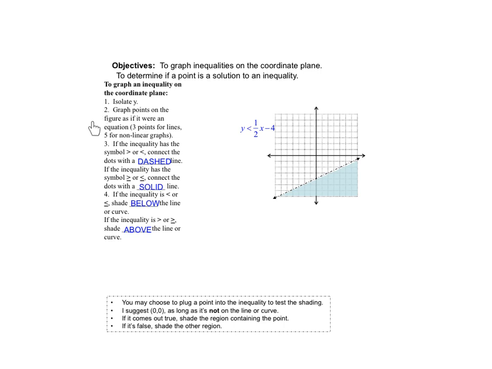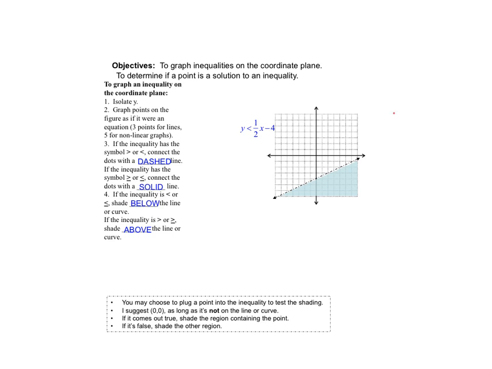Next, we're going to graph points on the figure as if it were an equation: 3 points for lines, 5 for non-linear graphs. That's what we're going to do. So there are a couple of things we can do. We can graph this by y equals mx plus b, or we can pick some points.